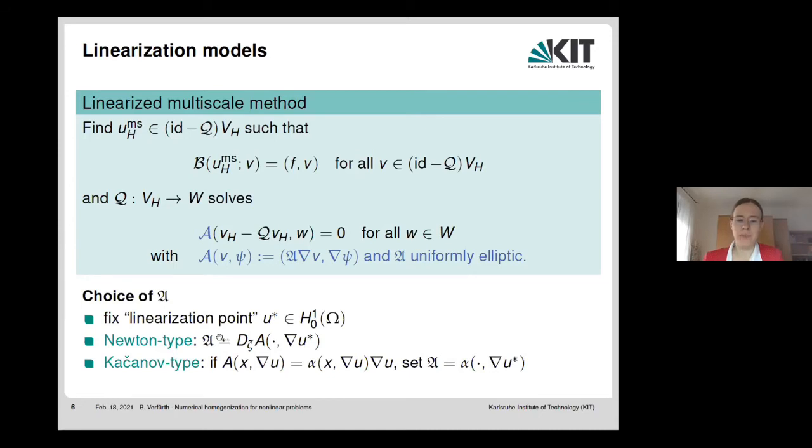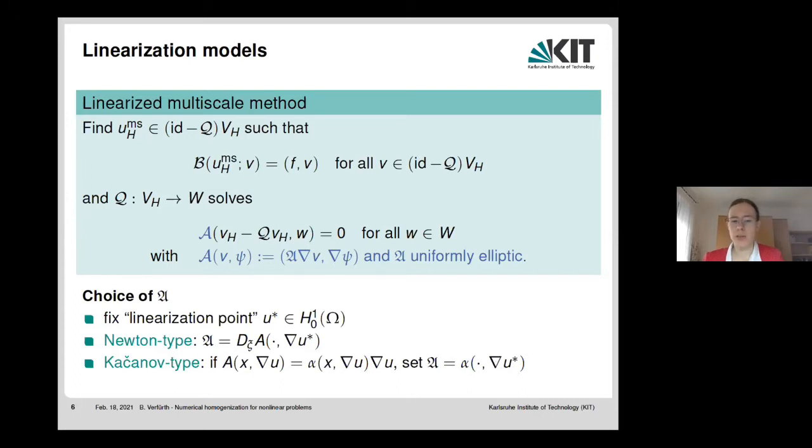The first choice is a Newton type choice, where you choose fractal A as the Jacobian of A with respect to the second variable. Recall that A was C1 with respect to the second variable. So you compute this Jacobian and you simply insert the gradient of U star. Another fixed point or a Kachanov type linearization is if you can write A of X nabla U in the following form, that you can pull out the nabla U in some sense. Then you can say simply freeze the nonlinearity in this alpha here, and you set fractal A to be alpha evaluated at the gradient of U star.